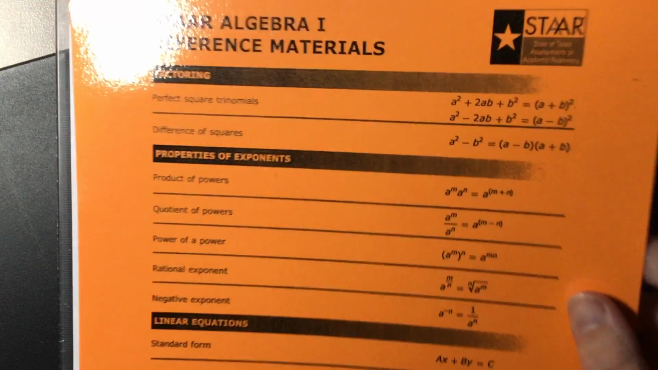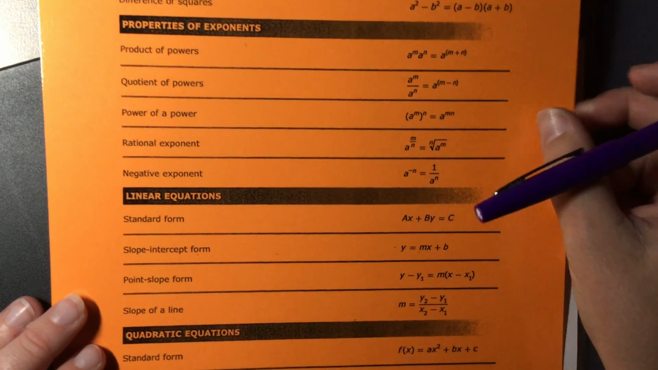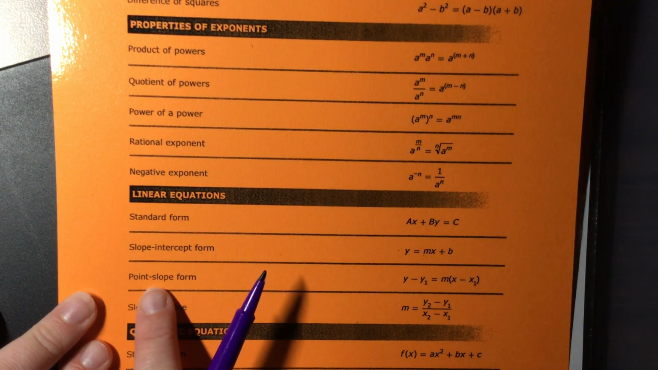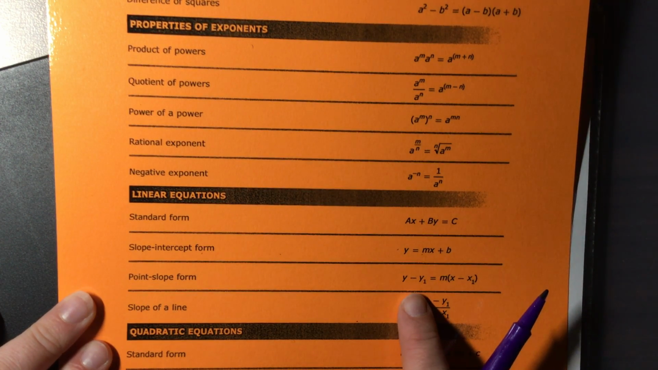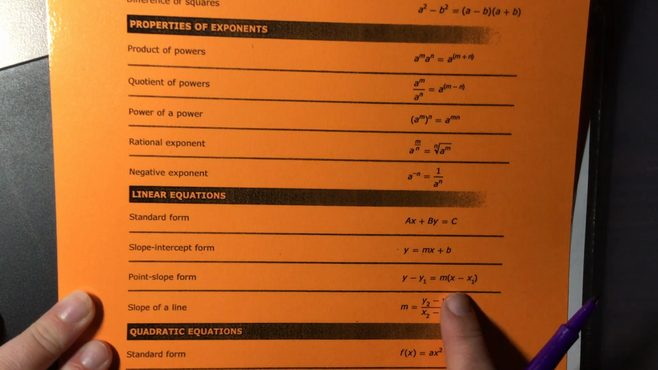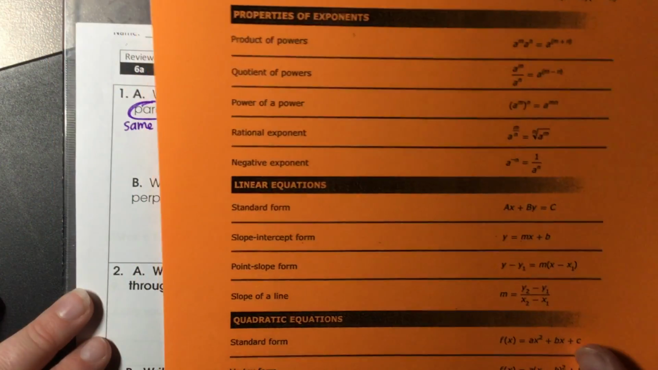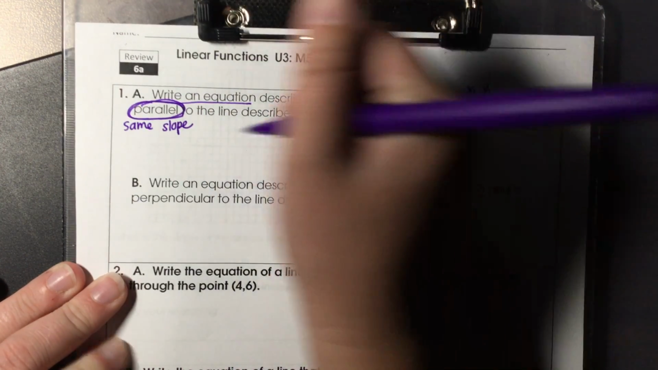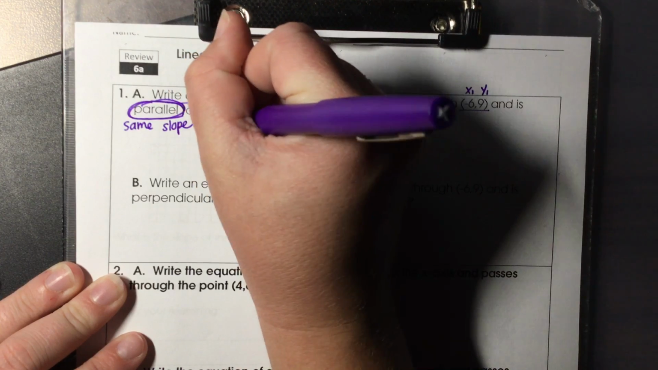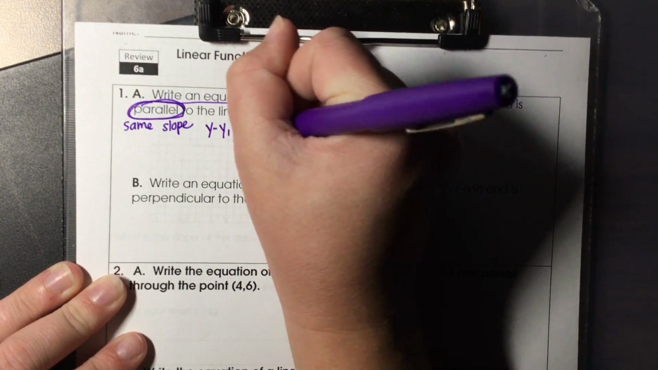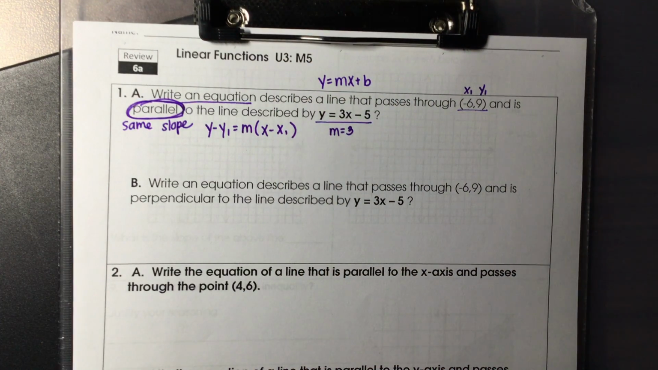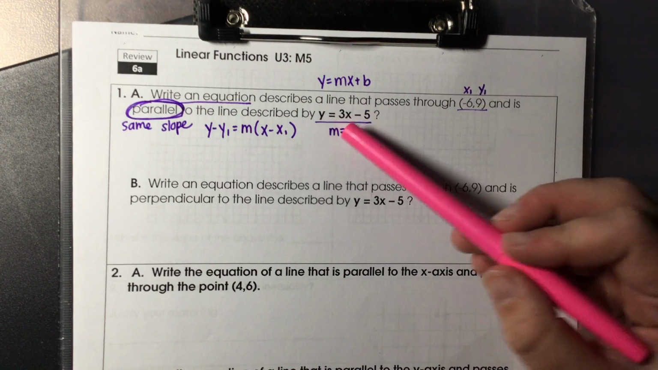So because of the information given, I go and check my formula chart for linear functions. When I'm given a point and a slope, I'm going to use point-slope form, which is y minus y1 equals m, and then in parentheses x minus x1. All right, so that's going to be the equation that I use here. So I'm going to write this right here. I have y minus y1 equals m, and then x minus x1. All right. So I'm using my point-slope equation because I'm given a point and a slope.